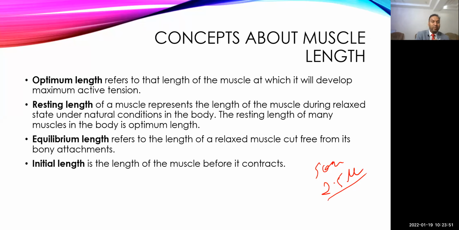Then come to the initial length of the muscle. It is any length of the muscle just before the contraction of the muscle. It's called initial length. It can be optimum length, resting length, or equilibrium length. It can be overstretched length, or squeezed muscle length. Whatever the length of the muscle is just before contraction, that is called the initial length of the muscle. Remember, this initial length of the muscle is a very important term when we are talking about the effect of the load on the muscle.